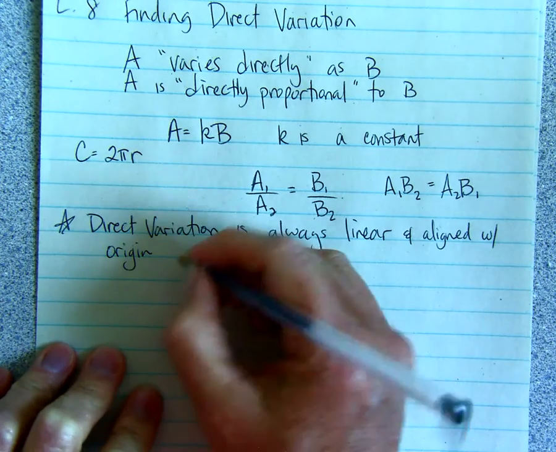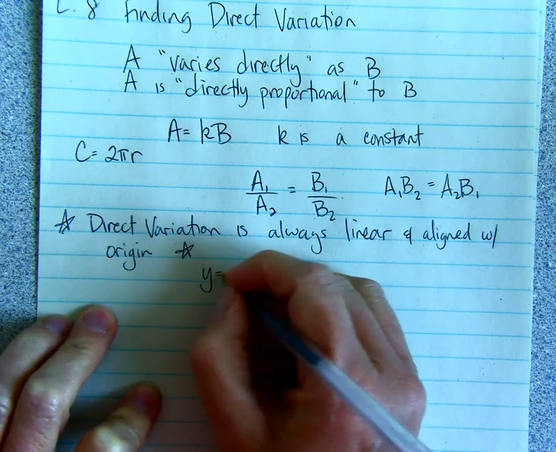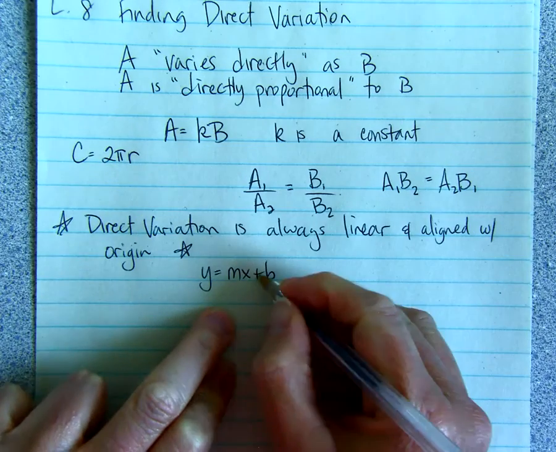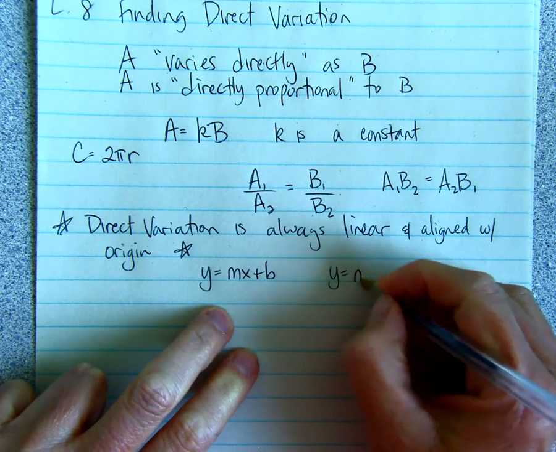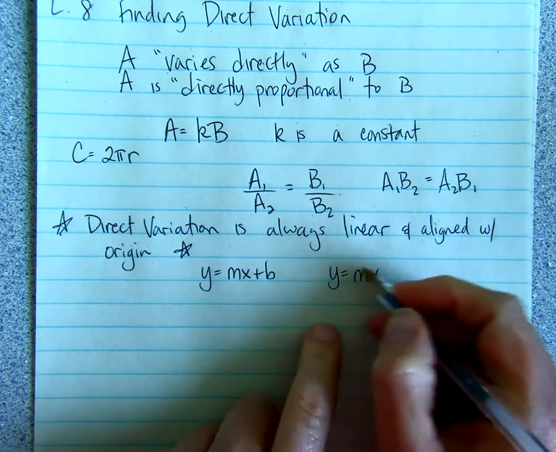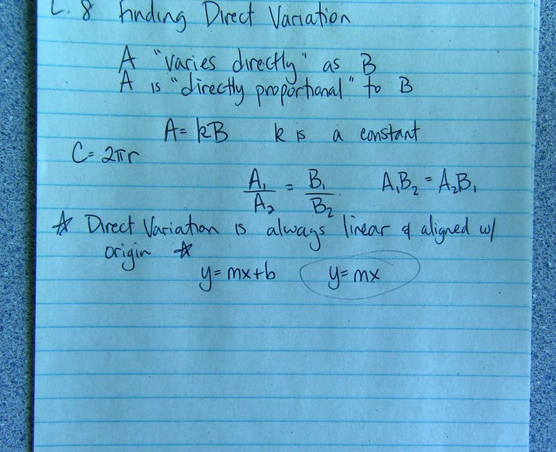So if you remember our formula for a line, it's y equals mx plus b. So imagine that b is 0, we would just get y equals mx, and here we have y and x are directly proportional. So if you have a straight line that goes through the origin, this is called direct variation. That's the end of lesson 8.